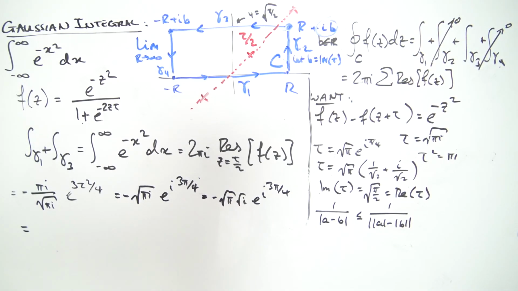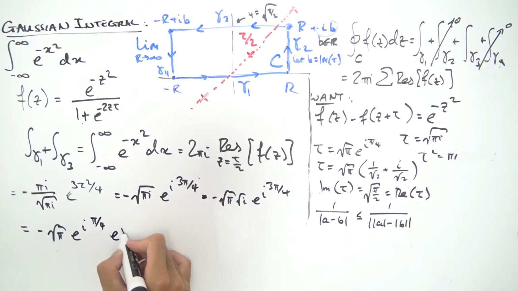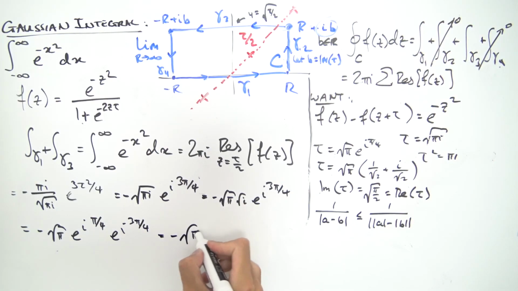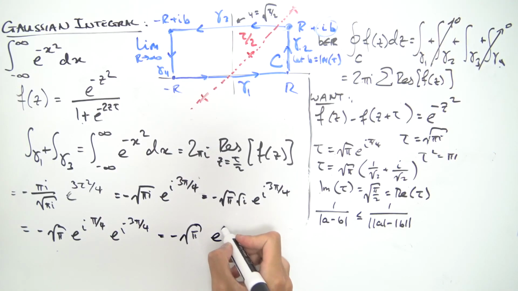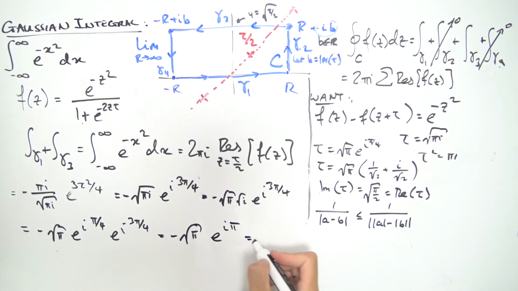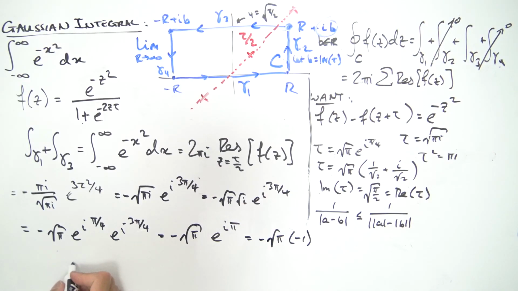And well, let's express square root of i in polar form. That's going to be square root of pi e to the i pi over 4, and then e to the i 3 pi over 4, and this is equal to minus the square root of pi e to the i times pi. e to the i times pi is negative 1. So this is minus the square root of pi times minus 1. Minus 1 and negative over here will cancel each other out. And we end up with the final value of the square root of pi.